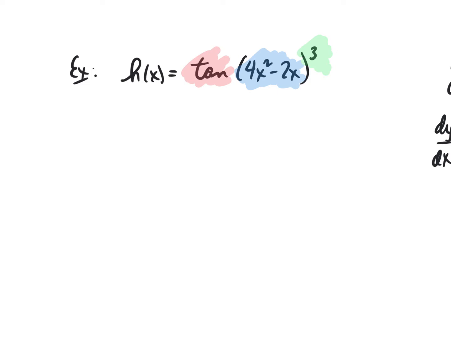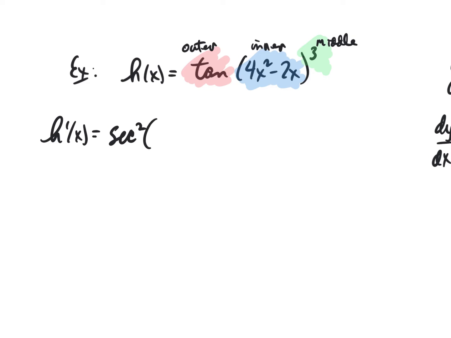So in our example, tangent of 4x squared minus 2x to the third, the tangent is going to be the outer function. The power of 3 would be the middle function. And the 4x squared minus 2x would be the inner function. So the derivative of the overall function is going to be derivative of the outside. Derivative of tangent is secant squared. Everything else has to stay the same. So the 4x squared minus 2x to the third power has to stay the same.